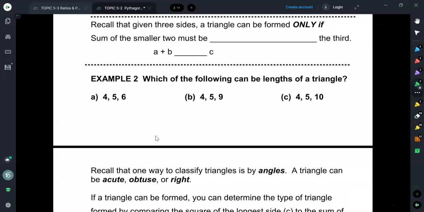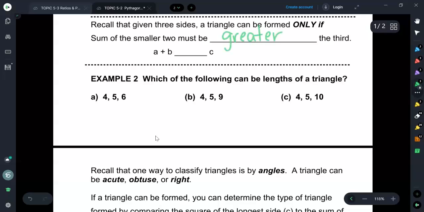Recall that given three sides, a triangle can be formed only if the sum of the smaller two sides is greater than the third. If you remember the triangle inequality theorem, A plus B, the two smaller sides, has to be larger than C, or you can't make a triangle.